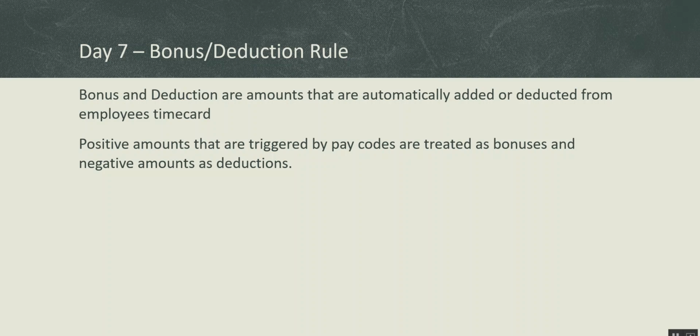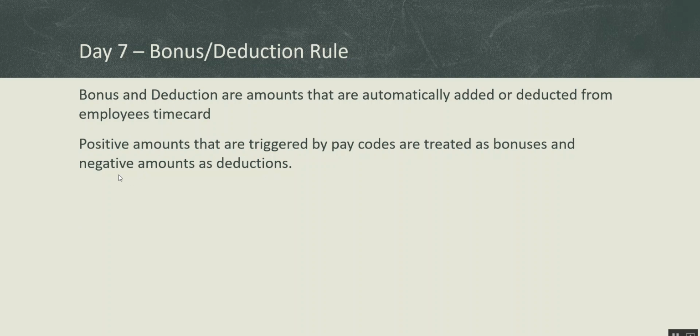When you're creating a deduction rule, the most important thing is the negative amount. The most common mistake that I have seen while setting up the deduction rule is that they ignore or they miss out on giving the deduction amount. So bonuses and deduction are something that gets triggered automatically based on the setup that we do in the system.